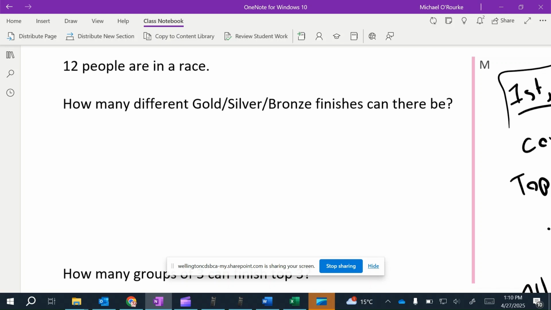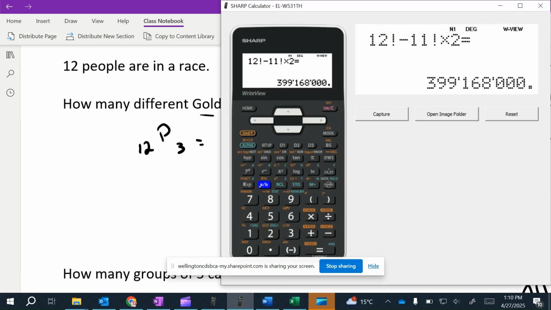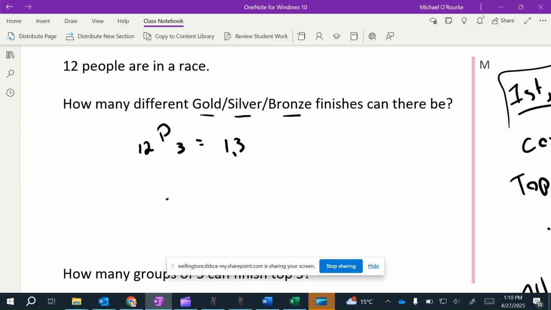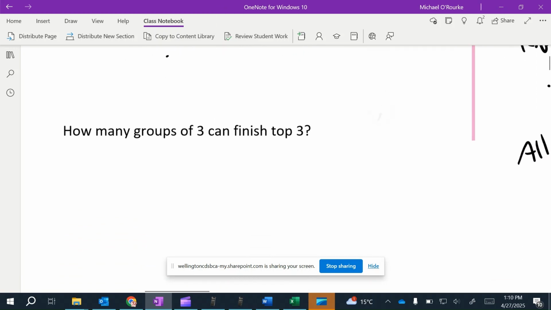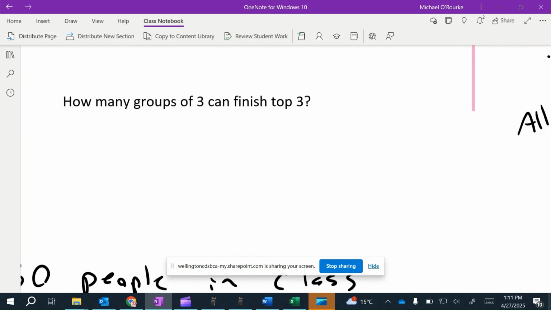Okay. So, 12 people in a race. How many gold, silver, and bronze finishes could there be in that order? That would be, there's 12 options. We have order, or roles, so it's going to be 12P3. If I do that on my calculator, 12P3, that's going to give me 1320.